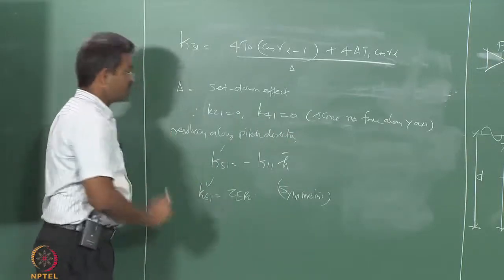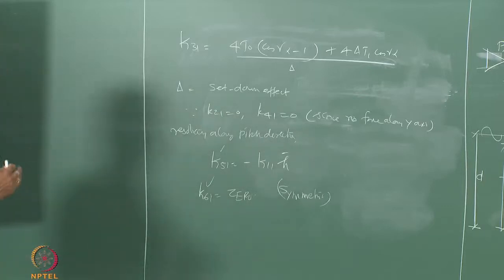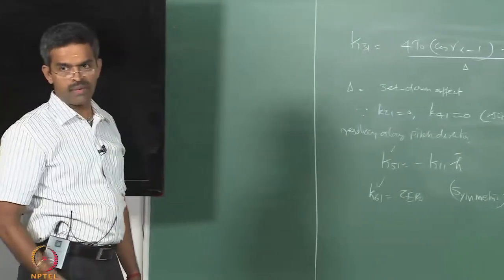So, we have all the 6 values available in the first column of the matrix: 11, 21, 31, 41, 51, 61. Now, we can enter them and we get the first column of the matrix.